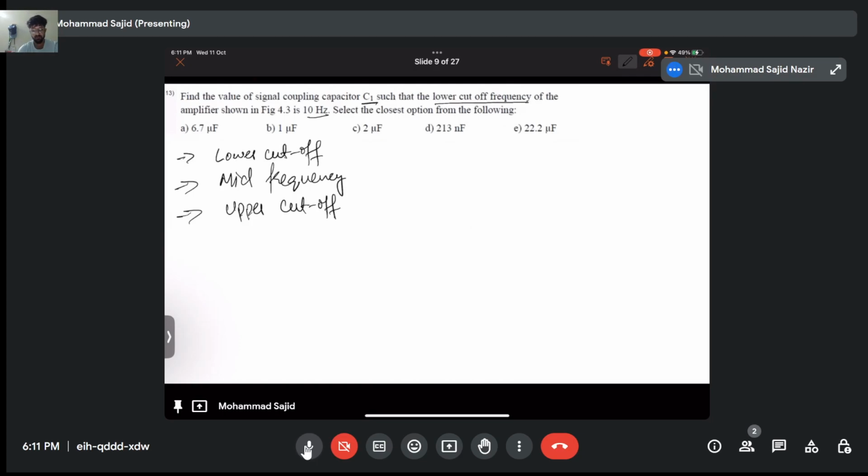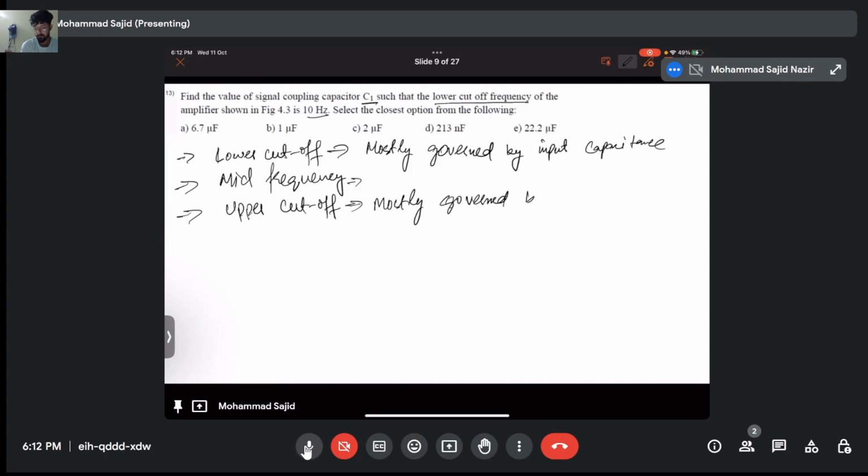Okay, so this is mostly governed by input capacitors, and this, sorry, this is mostly governed by output capacitors.